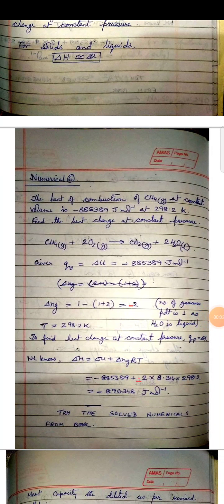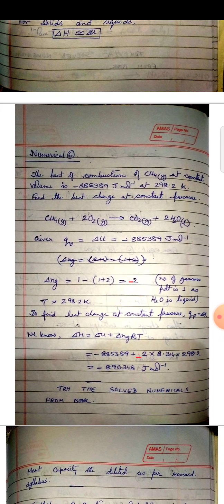Hello students, let us discuss some of the numericals based on enthalpy. In this question, the heat of combustion of methane at constant volume is given at 298.2 Kelvin. Find the heat change at constant pressure. So what is given and what is to be found out here?